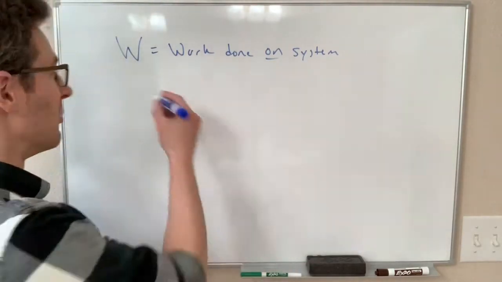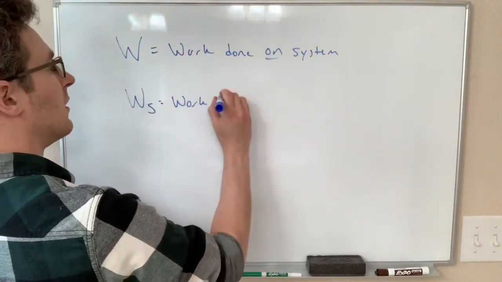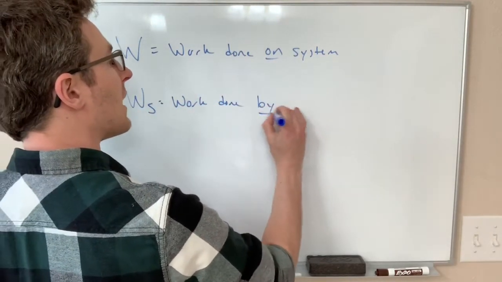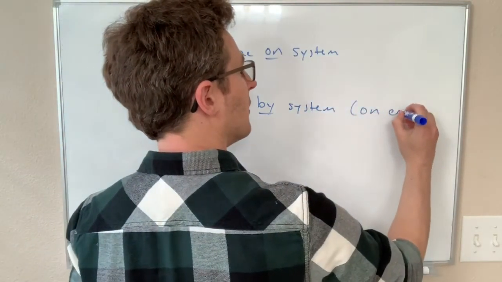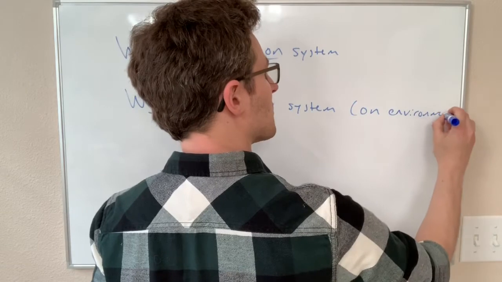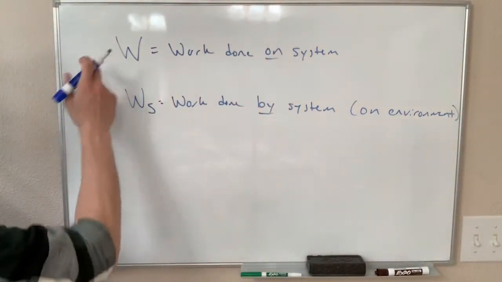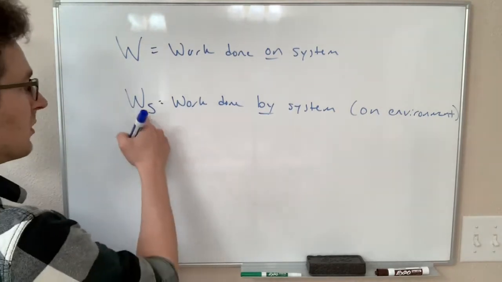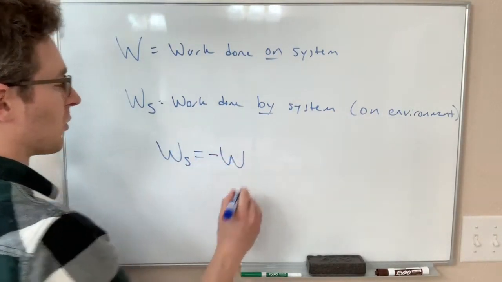We're going to define a new variable, Ws, that is the work done by the system, on the environment or some object in the environment. And the relationship between these two is very, very simple. Our work done by the system is just minus the work done on the system.